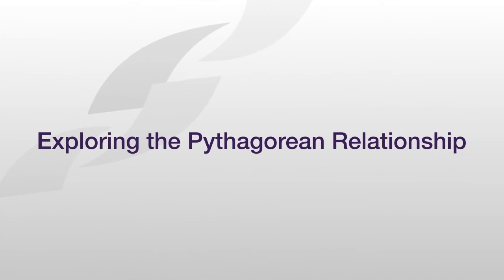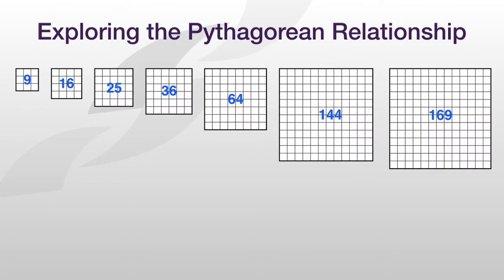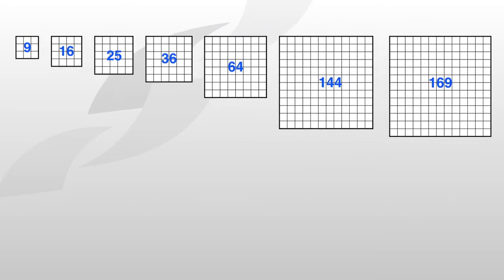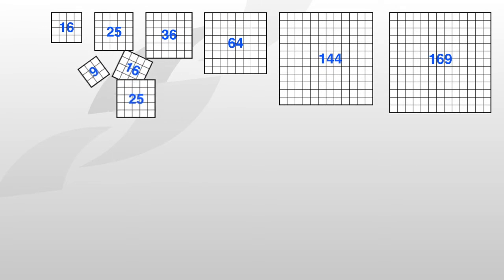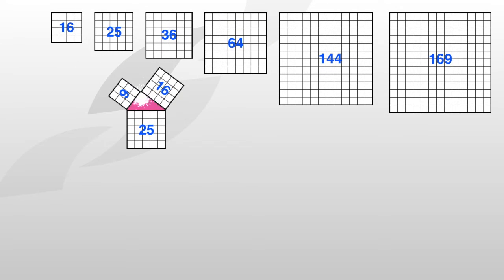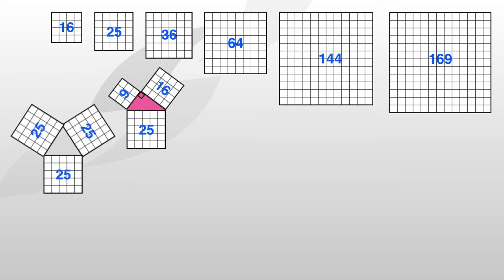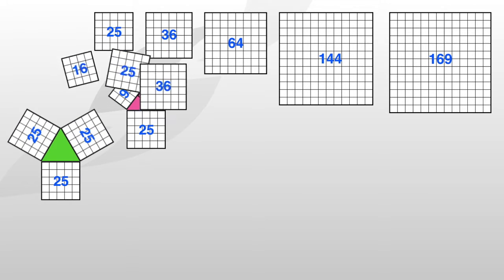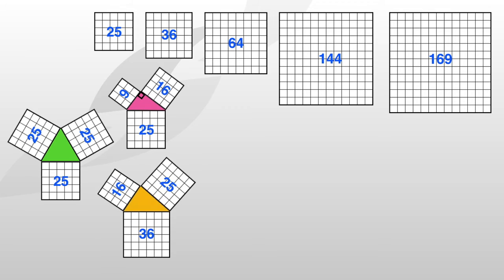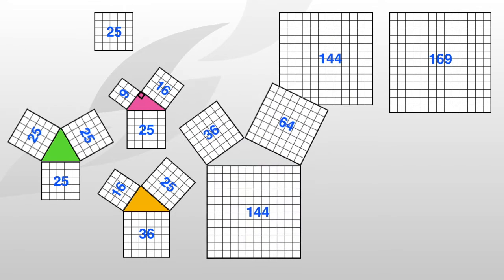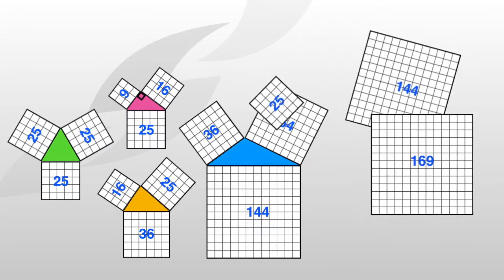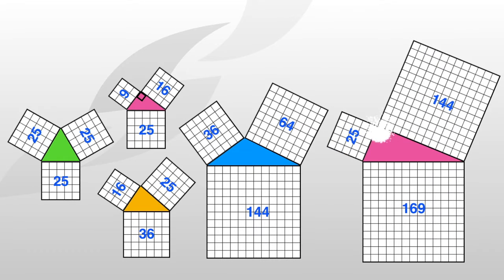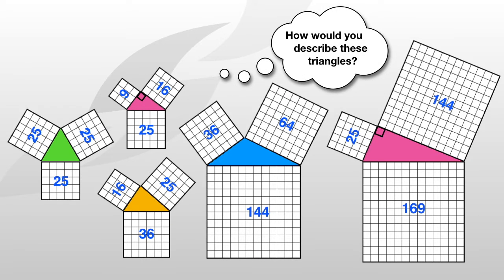To explore the Pythagorean relationship, let's use these squares to make various triangles. As we build triangles, think about what kind of triangle is formed each time. Here are 5 different triangles that were formed. How do these triangles compare to each other? How would you describe these triangles?